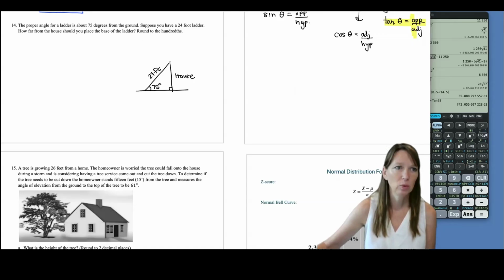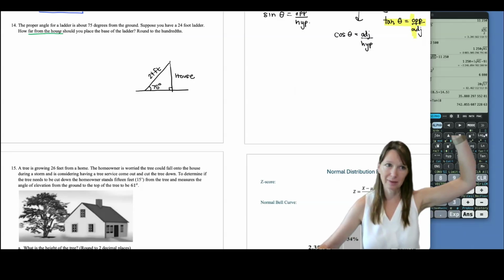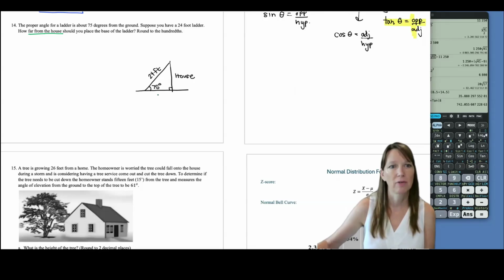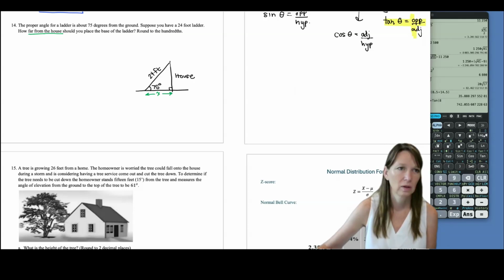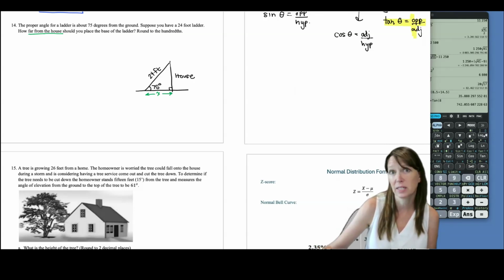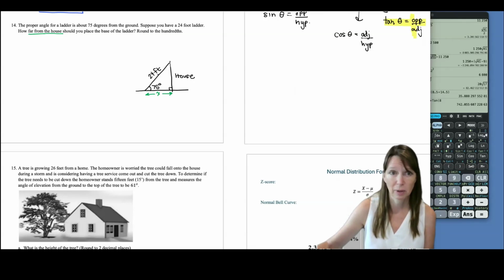Okay, and we want to know how far from the house. So not how far up the house, but how far from the house. So that's going to be my horizontal length that I'm looking for. Labeling these as opposite, adjacent, and hypotenuse. 24 is across from the 90 degree angle, so that's my hypotenuse. And 75 degrees is my, of course, angle.